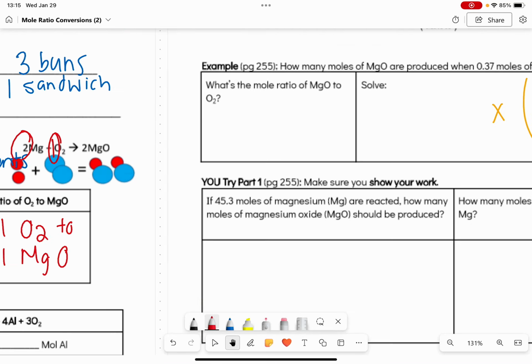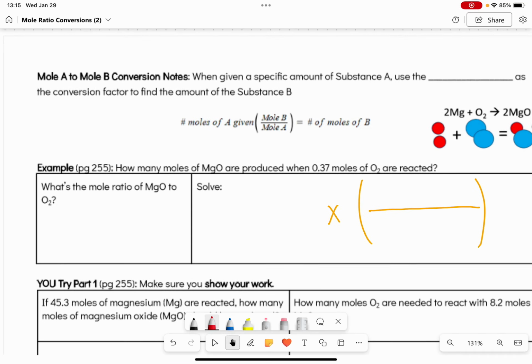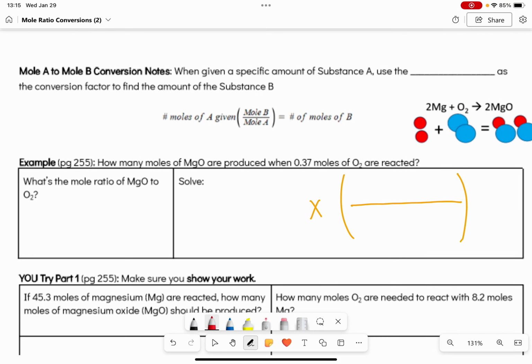We're going to continue with how to use the mole ratio to change between units. So we use the mole ratio when we are given a specific amount of substance A, and we need to find the amount of substance B. So we use the mole ratio as our conversion factor.